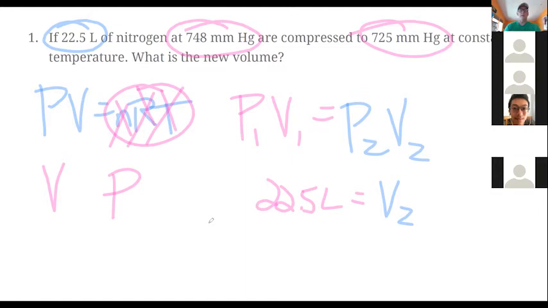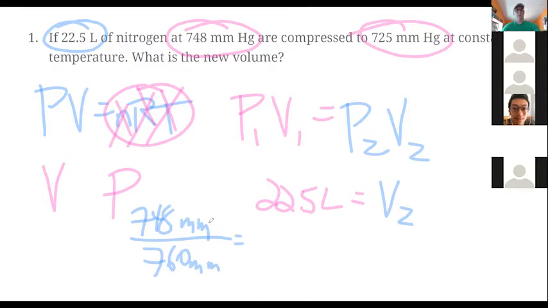So there's one of two things we can do here. We can convert it to atmospheres. How can we convert it to atmospheres? You can divide by 760 millimeters of mercury. Right, 1 atmosphere is equal to 760. So we can go 748 millimeters divided by 760 millimeters.